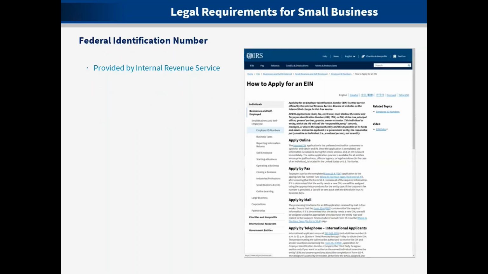You must get an Employment Identification Number, EIN, from the U.S. Internal Revenue Service before you hire your first employee. This is the number you will use to report taxes and other documents to the IRS and to state agencies.